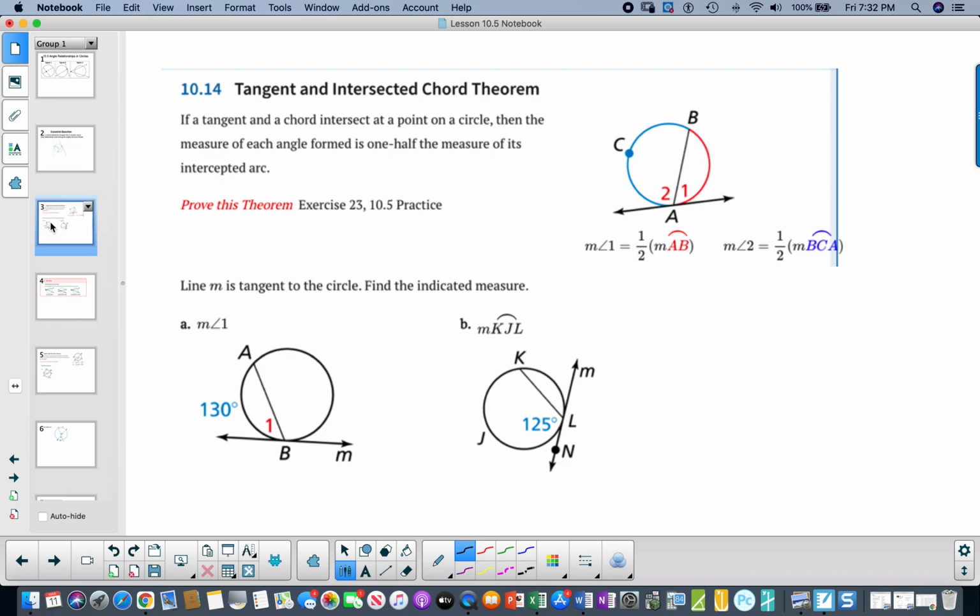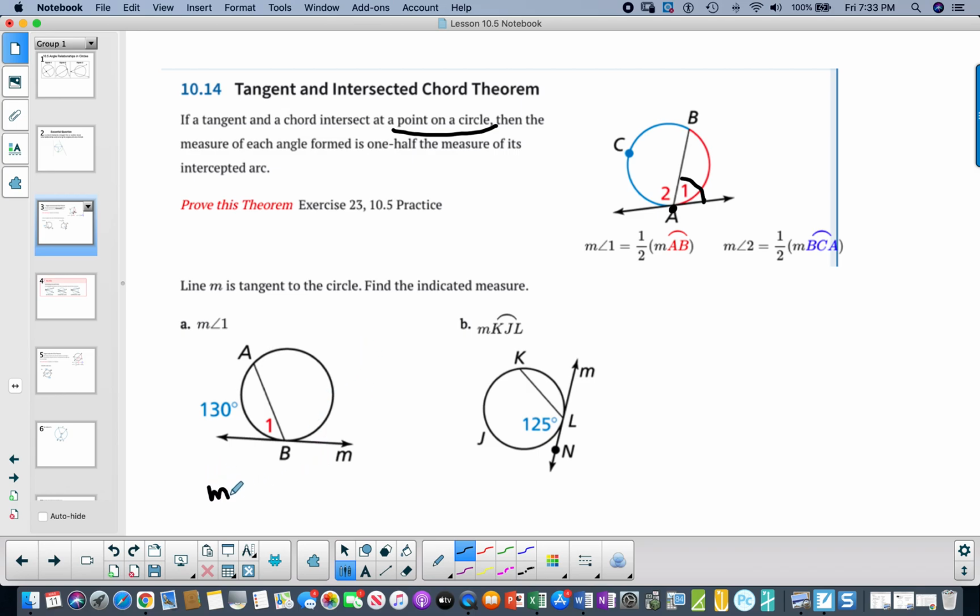Notice that if a tangent and chord intersect at a point on the circle, which is right here, then the measure of the angle formed is 1/2 the measure of its intercepted arc. So the angle formed by the chord and the tangent, this angle, will be 1/2 of the arc that's inside the angle. The same is true for angle 2. This formula, 1/2 the intercepted arc, is the same formula we use for inscribed angles.